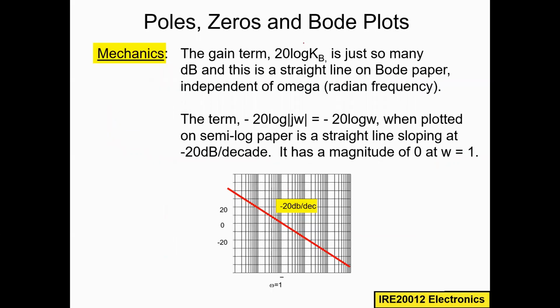If you represent it like this, the gain term 20 log K is just so many dB, a straight line on Bode paper, independent of radian frequency omega. So it will look like this. This is the actual function, and if you calculate the magnitude, it will look like this. Then minus 20 log of modulus of j omega is equal to minus 20 log of omega. When plotted on semi-log paper, it will look like this kind of straight line.